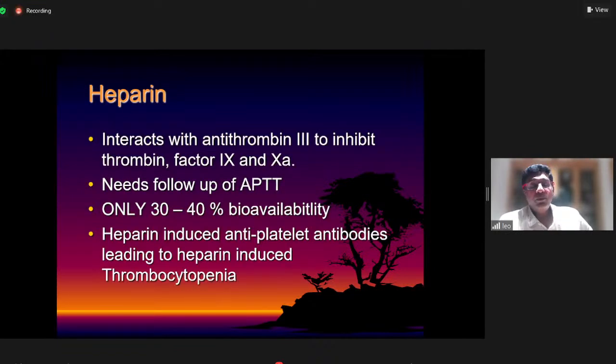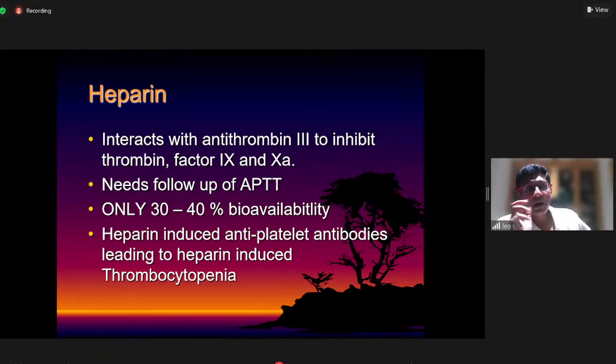So heparin, unfractionated heparin, is what we're talking about. Unfractionated heparin acts on a host of factors. It interacts with antithrombin 3 to inhibit thrombin and factors 9 and 10a. The problem with heparin alone is that if you're going to depend on heparin, you need to follow up with the APTT, because only 30 to 40% of heparin is bioavailable. The rest is absorbed or attached to plasma proteins, to the vessel walls, and the endothelium, etc.